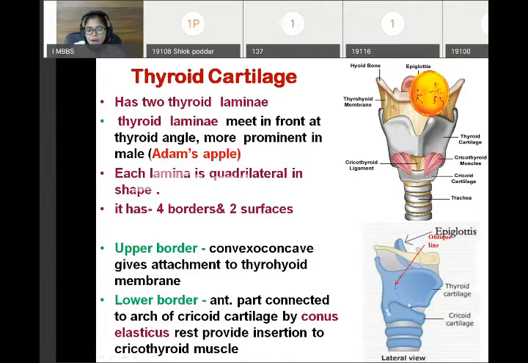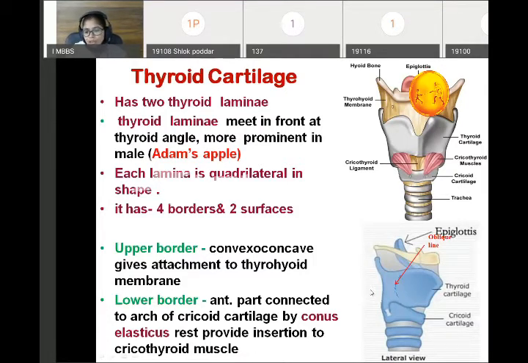So the anterior part of this border is connected to the cricoid cartilage. This is the cricoid cartilage and this is the arch of the cricoid cartilage. The anterior part of this border is connected to the arch of the cricoid cartilage by a fibroelastic membrane, that is the conus elasticus. And the rest of the border provides insertion to one muscle, that is the cricothyroid muscle.